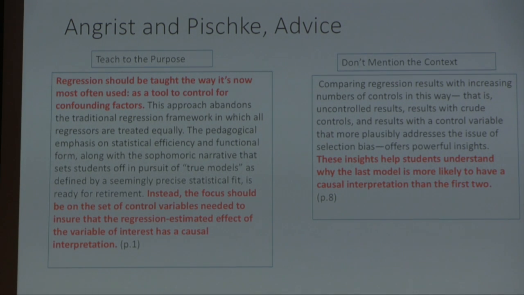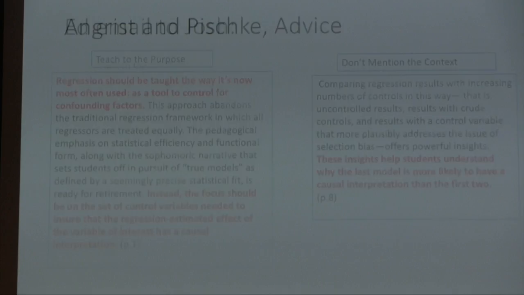Comparing regressions, you add more and more controls, and then you get these insights that help students understand why the latest model is more likely to have a causal interpretation than the first two. There's no reference to context. It's absolutely devoid of context. So they're still endorsing econometrics that is context-free. They're going to take the supply and demand model, although it's a metaphor, as if it were literally true. So this is what I wrote to Josh.